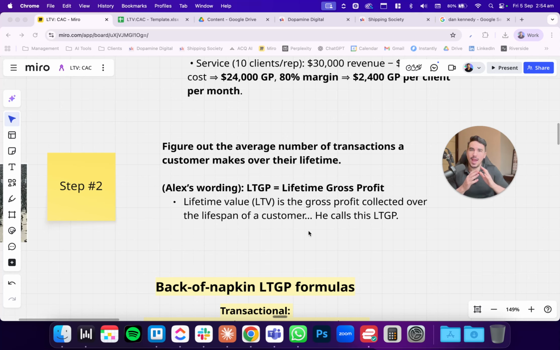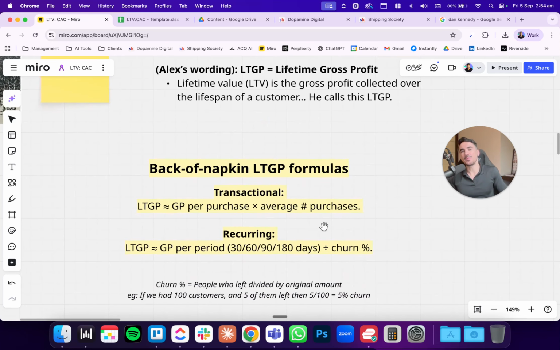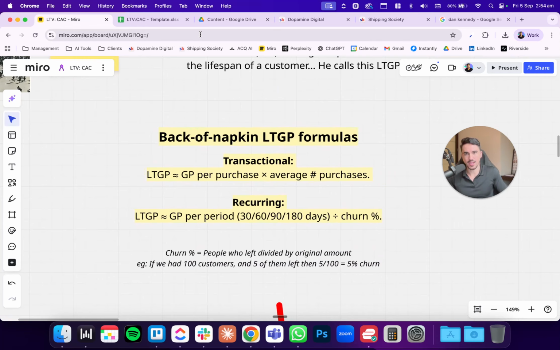So figure out the average number of transactions a customer makes over their lifetime, and then you will get the lifetime gross profit. Now, some back of the napkin LTGP formulas for you. Again, everything is loaded up in here, so it should be sort of plug and play. Lifetime gross profit equals gross profit per purchase times average number of purchases. And if it's recurring, lifetime gross profit equals gross profit per period divided by churn.